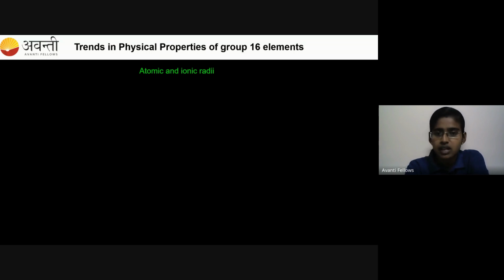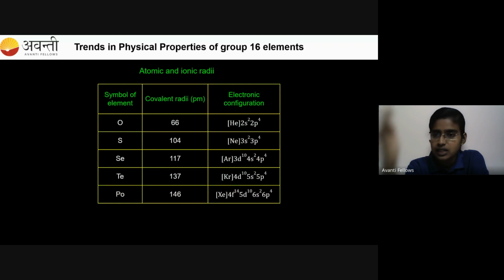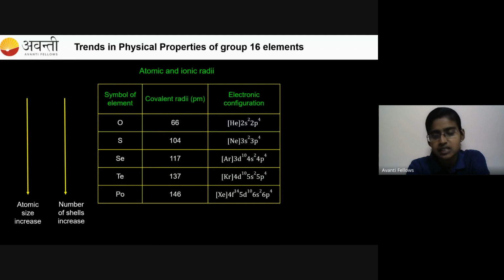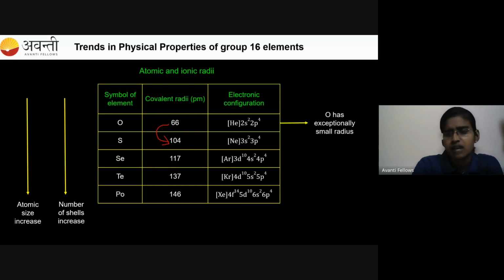So first is the atomic and ionic radii. You all know that the atomic radius increases on moving down the group. That is a general trend. The same is the case with group 16 also, because the number of shells increases. If the number of shells increases, atomic size also increases. But the difference between oxygen and sulfur is very, very large, because of the very small size of oxygen. It is exceptionally small in radius, like nitrogen. So this is about the atomic radius and its trend on moving down the group.